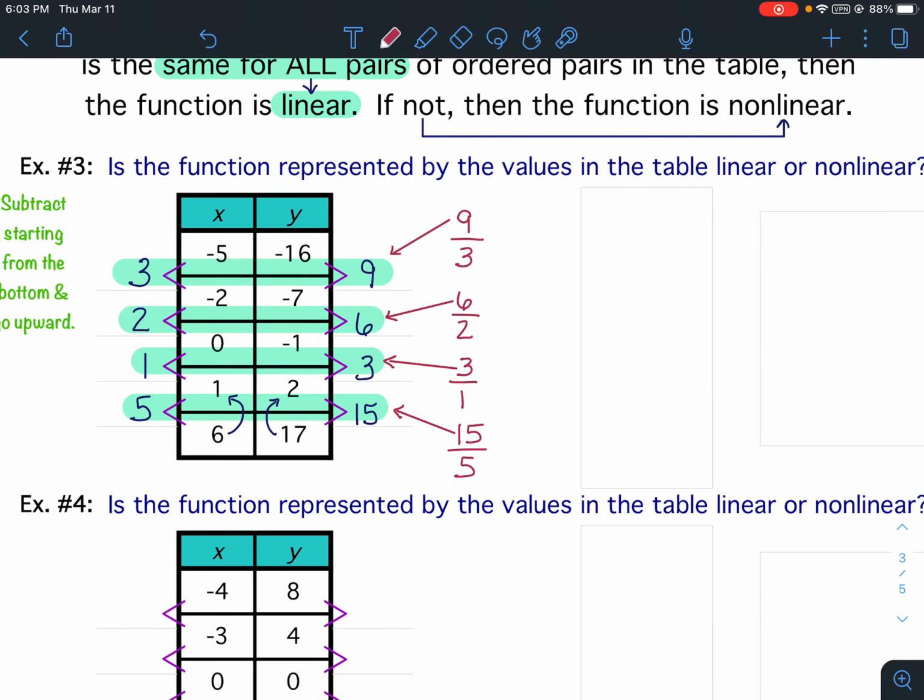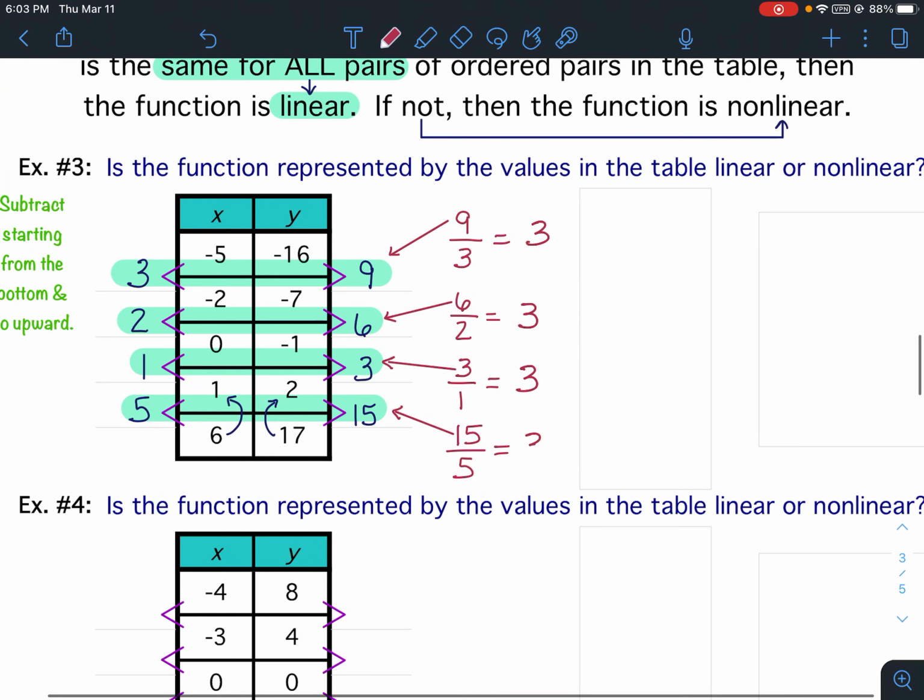Okay, so divide these out. 9 divided by 3 is 3. 6 divided by 2 is 3. 3 divided by 1 is 3. 15 divided by 5 is 3.